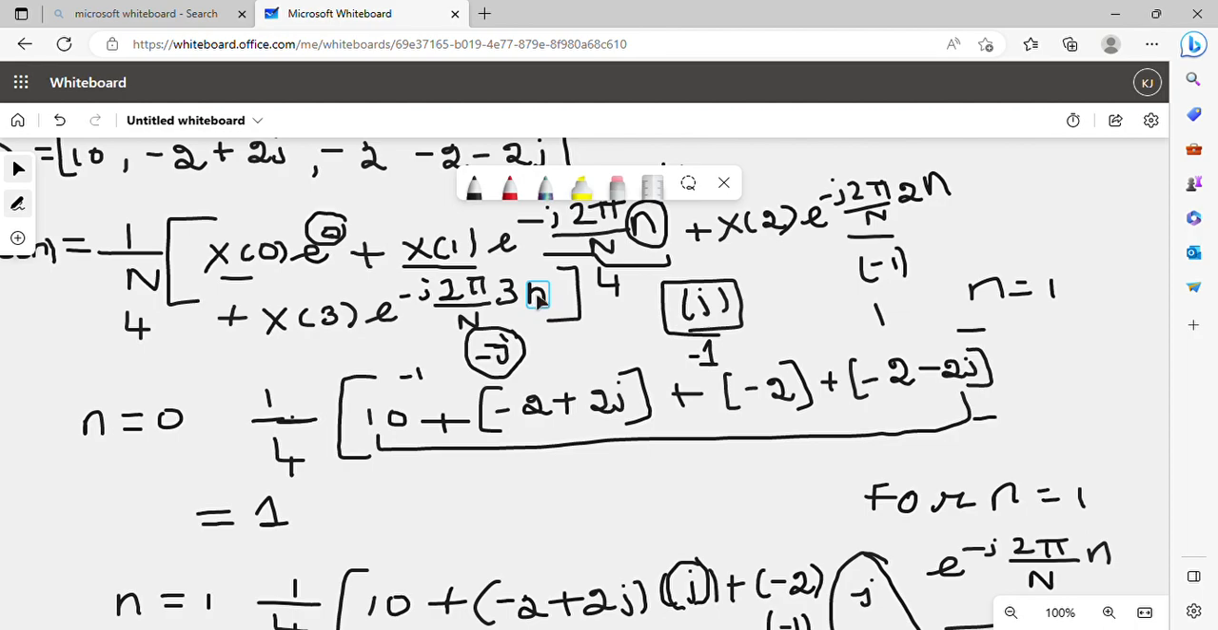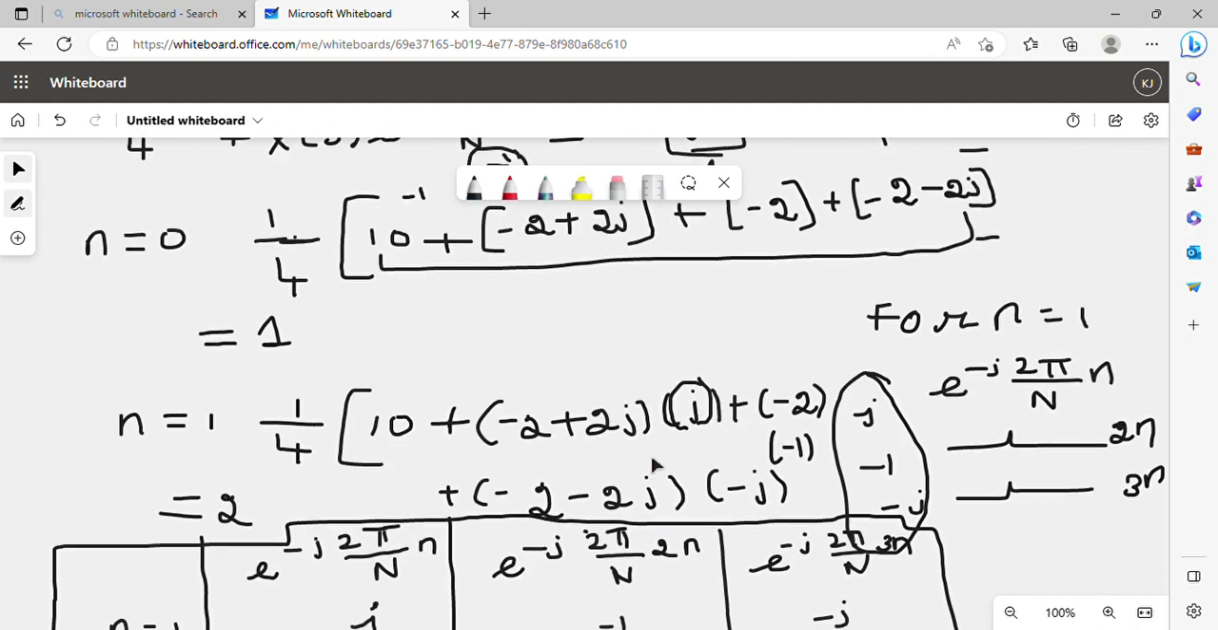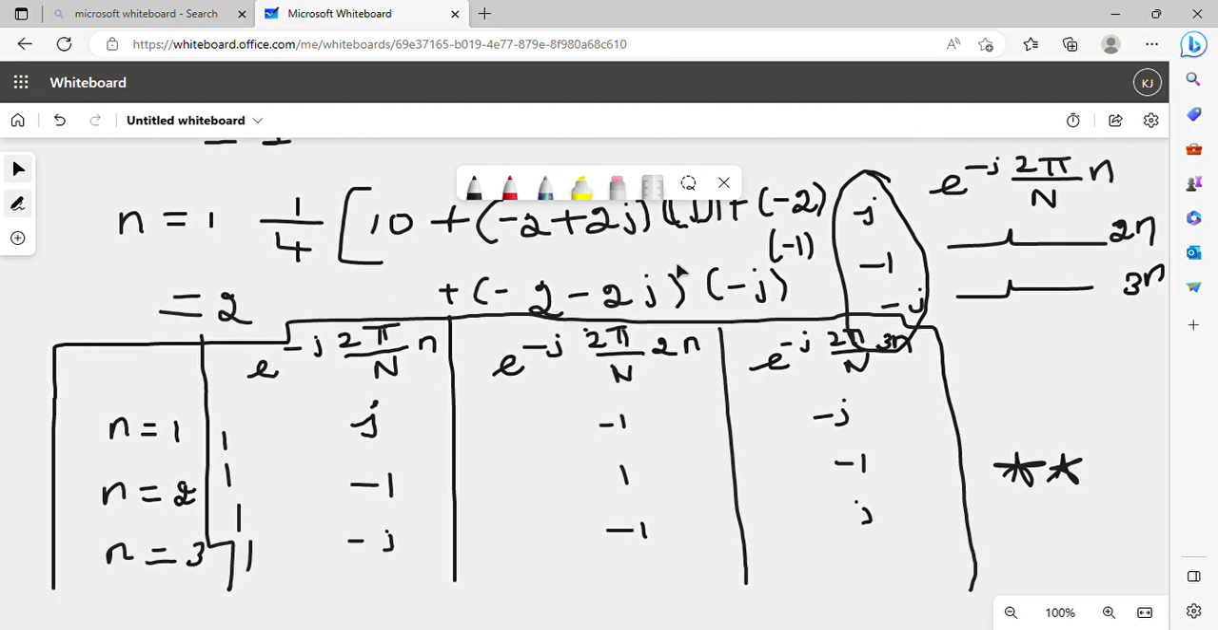If you write like that, then what you're supposed to do is directly write this particular value. To directly write this, you need to learn this table without fail, right? That is why I am telling you. So instead of applying your cos and j sin formula, try to learn this table directly.